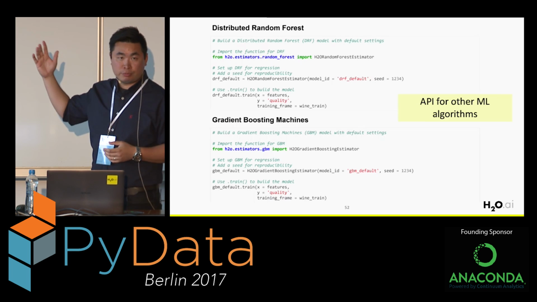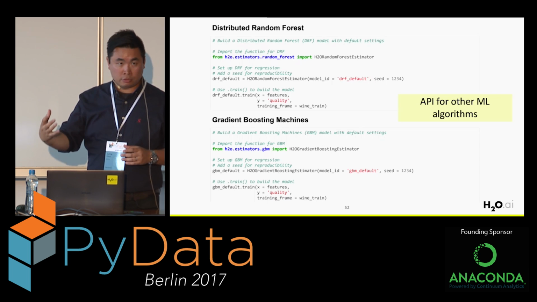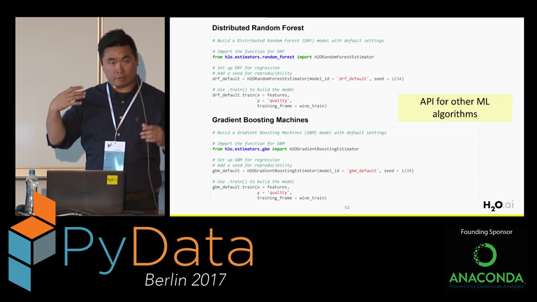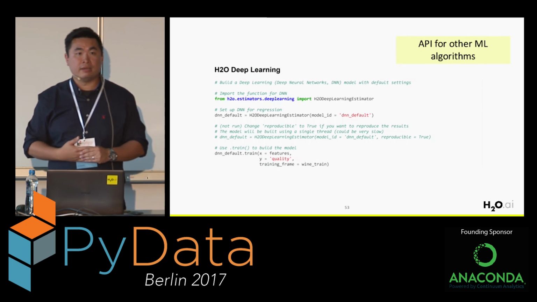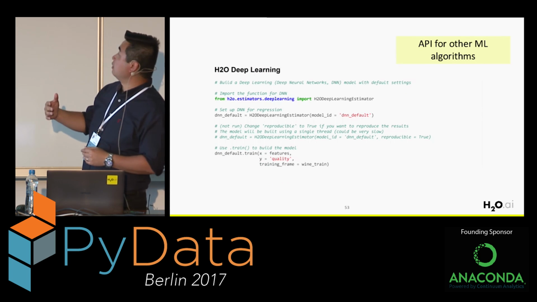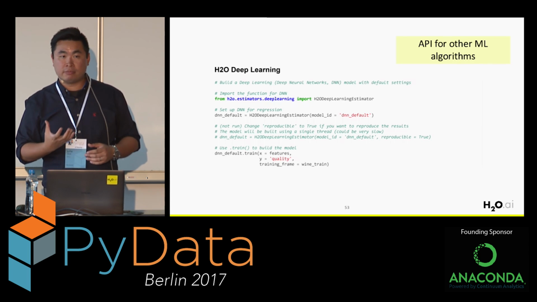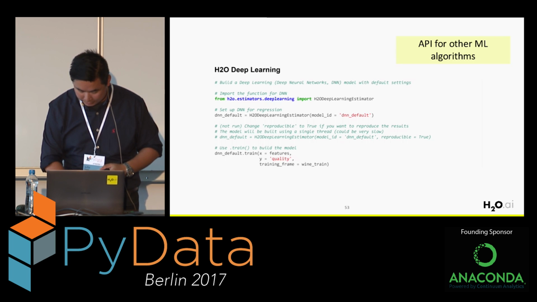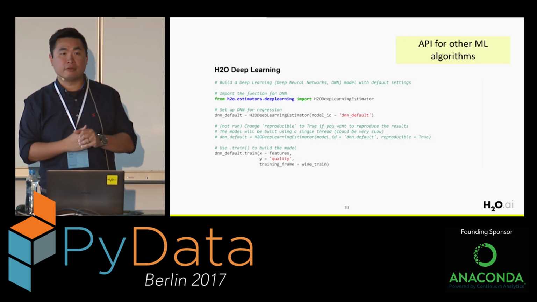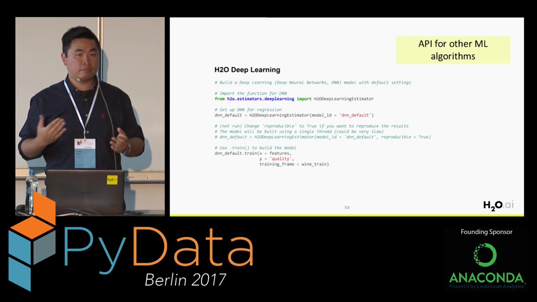The same applies to GBM. Again, you import the function of GBM, set up the model, and then you do dot train of the model, and it will just give you the model. And finally, we have the same API for deep learning. Again, you import the function, do the same thing, but that will be using a different algorithm in H2O to train your model in Java. Okay, so that is the basics for regression models. Are there any questions so far before I move on to a classification problem?